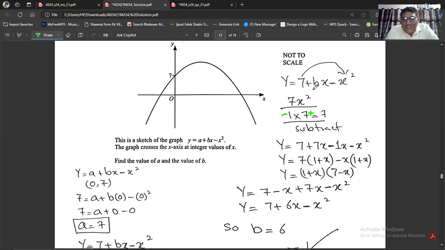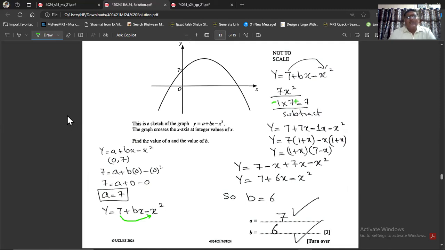I want to find out this value of b. So just open it again. You will have 7 minus x plus 7x minus x squared, so 7 plus 6x minus x squared. So this number here is b, so b is 6. It's a little tricky question. The a value is 7. The b value is 6.